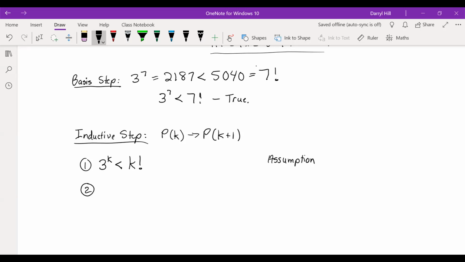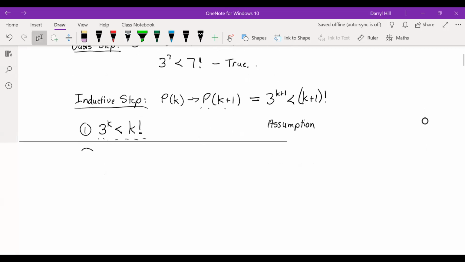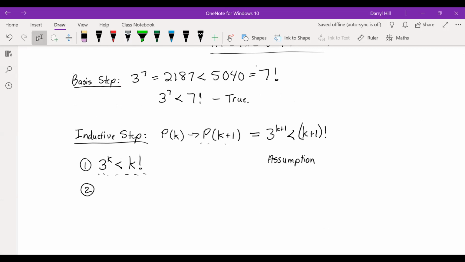Generally speaking, we want to take this thing that we've assumed is true and transform it into this thing. So we want to transform it into specifically P of k plus 1, which is 3 to the k plus 1 is less than k plus 1 factorial. All right. So the first step is a little bit of math. We're going to multiply both sides by 3, and that'll maintain the inequality. So this is true by math.